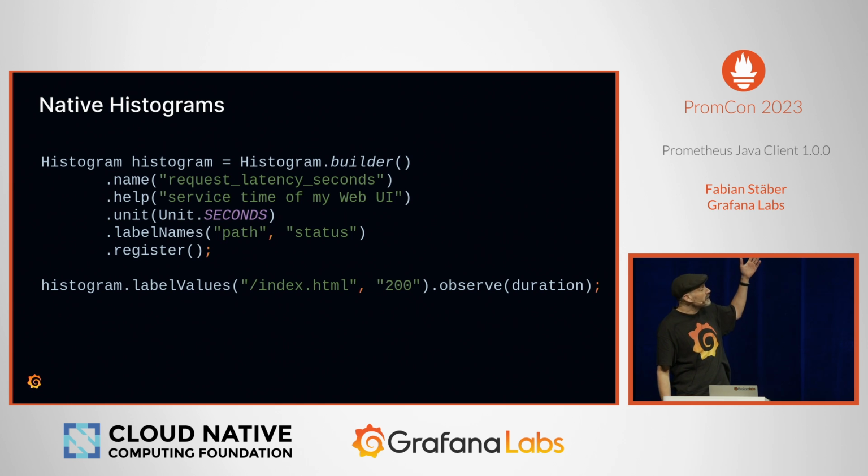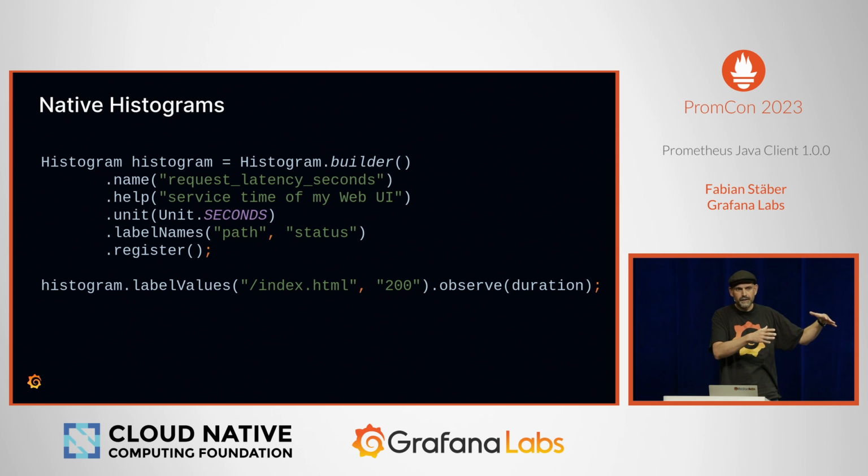However, there was an issue with the previous releases of the Java client, which is that typically at the time when you write that code, you don't really know the best configuration for your histogram. Especially with classic histograms, when you specify your buckets, you often don't know what buckets to use. Maybe you guess something or just go with the defaults.